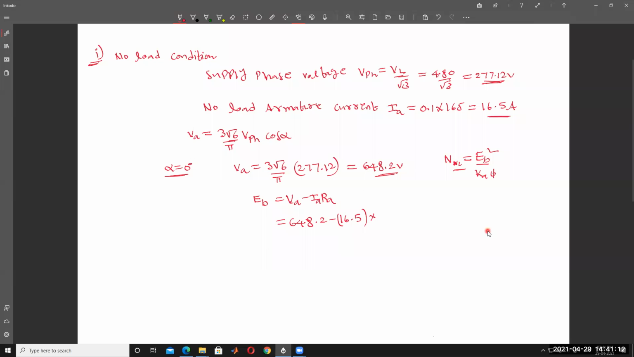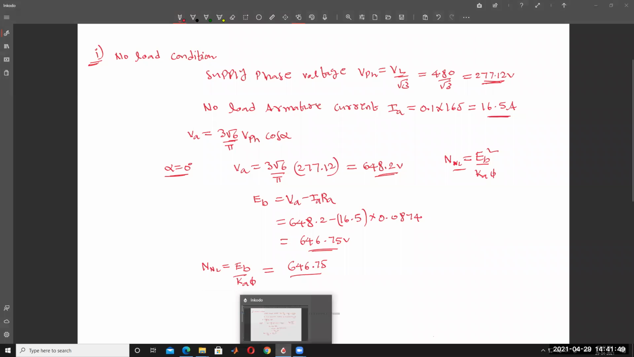So substitute here 0.0874, and then you will get 646.75 for alpha equal to 0. And then find the no load speed. The no load speed n is equal to EB by Ka into pi, where EB is 646.75.